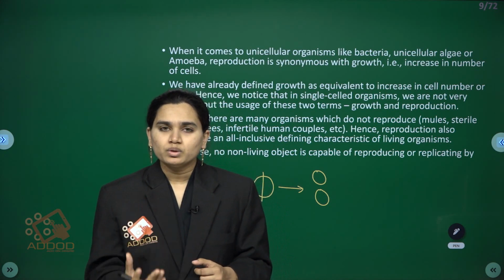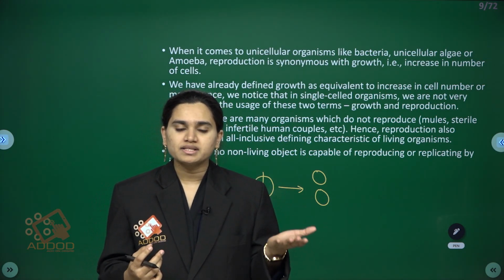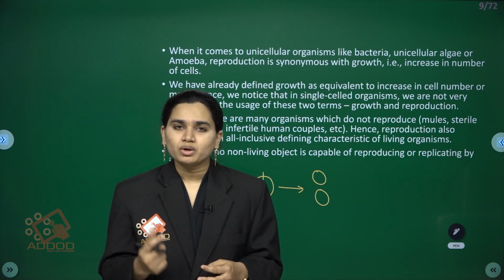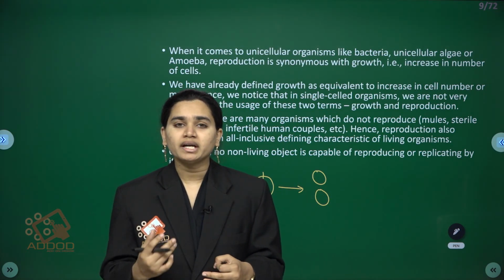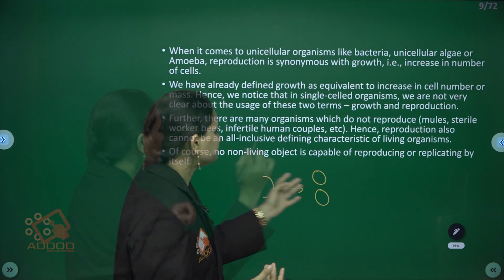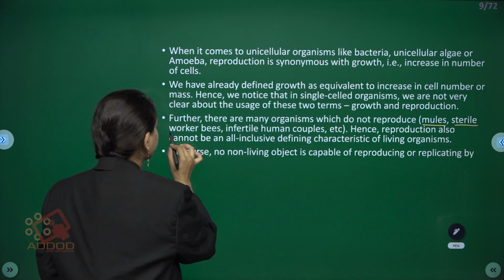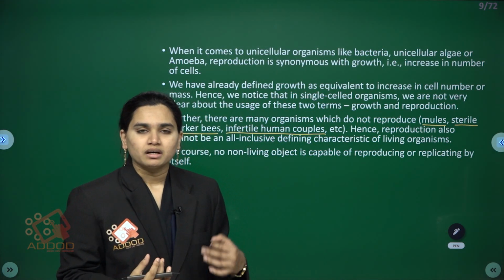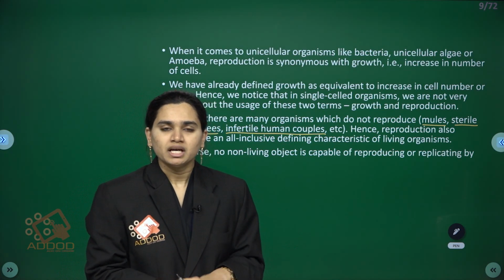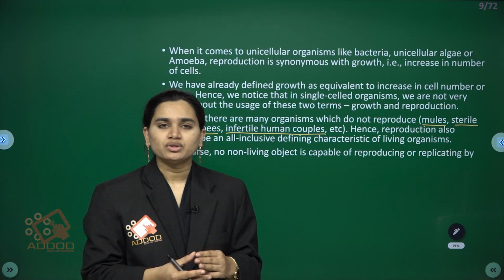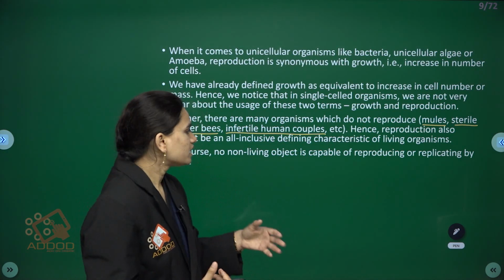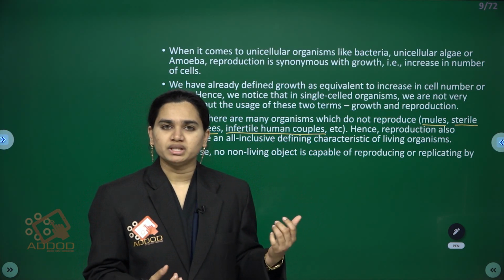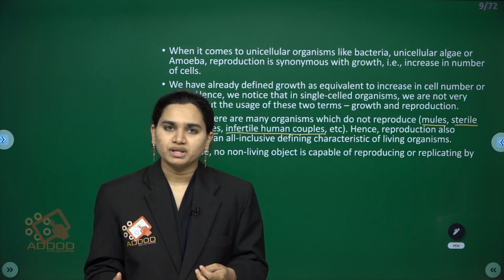Now, if you ask whether we can call reproduction a defining property for living organisms, my answer would be no. Why is that so? Because there are many living organisms as well who are incapable of reproducing. For example, mules, sterile honeybees, and infertile human couples. Mules are a type of animal, and there are sterile worker bees. In the population of honeybees, there are 3 types of bees, that is queen bee, drone and worker bees. Out of these 3, the worker bees are sterile. Also, there are infertile human couples who are incapable of reproduction. So hence, because of all these examples, we cannot take reproduction as a defining property for living organisms.